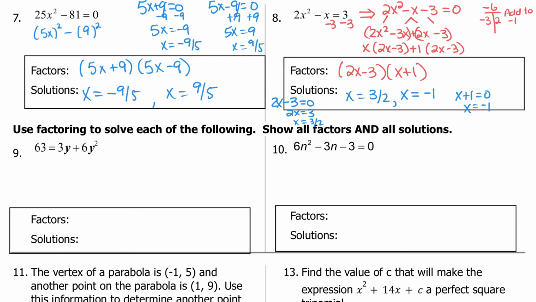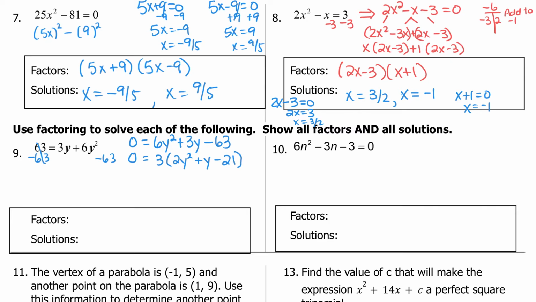All right, let's move on to the next one. So we've got 63 equals 3y plus 6y squared. I do want to subtract the 63 over here, okay? But let's rewrite that in standard form. So we're going to have 0 equals, the 6y squared needs to come first, and then the 3y, and then minus 63. Now you do have a GCF. We can divide all of that by 3. So let's take that out. So you'll have 2y squared plus y minus 21.